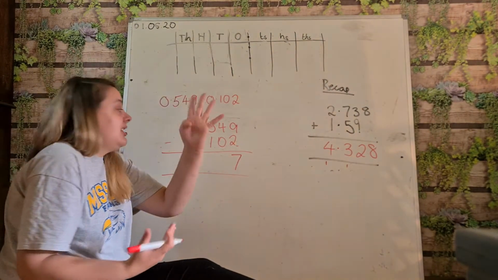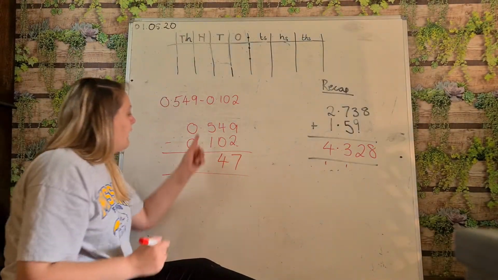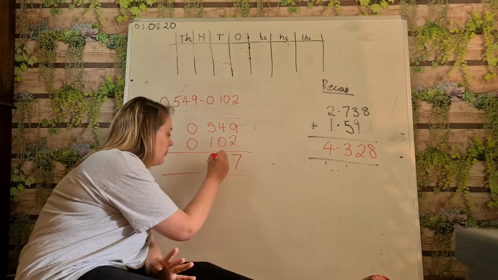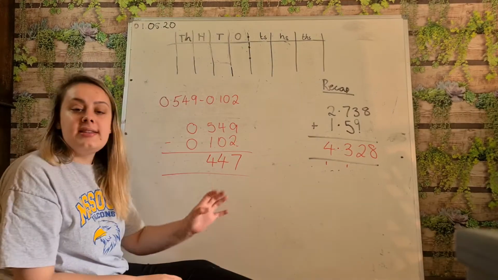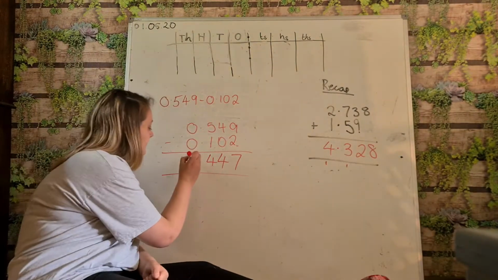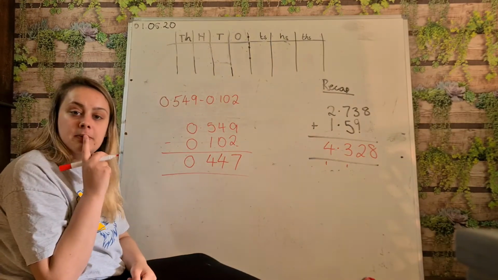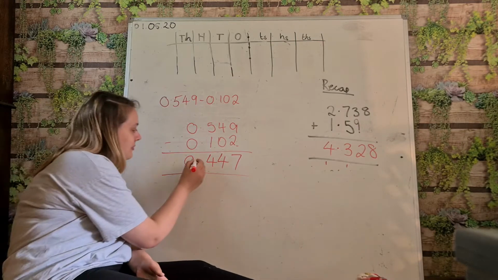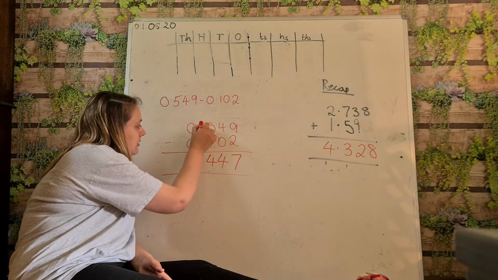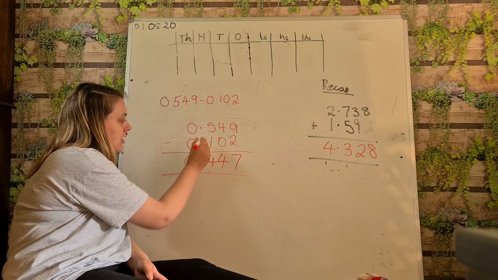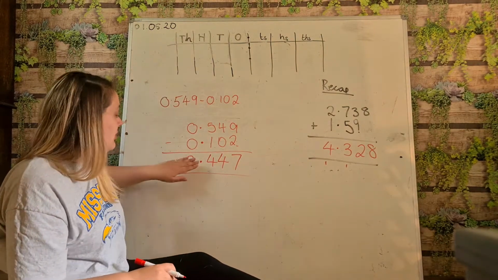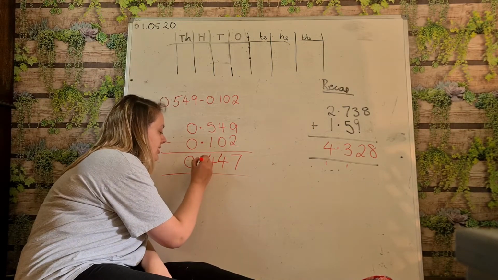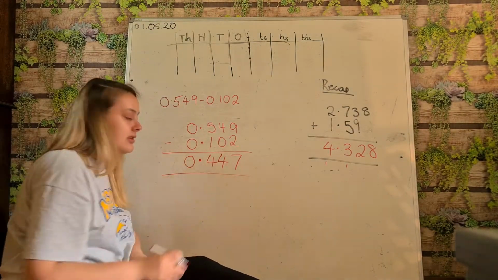4 take away 0, 4. Yeah, 4 take away nothing. It's 4. 5 take away 1, 4, and 0 take away 0, 0. What have I forgotten to do? Well done. I haven't put my decimal point in there, okay? So you need to always make sure you have a decimal point, otherwise it looks like 447. So I need that decimal point in there, so it's 0.447.